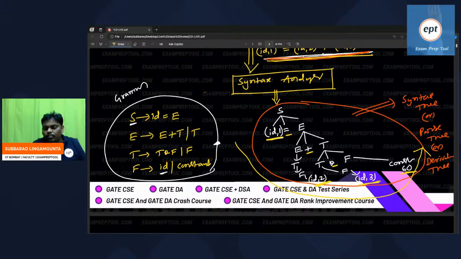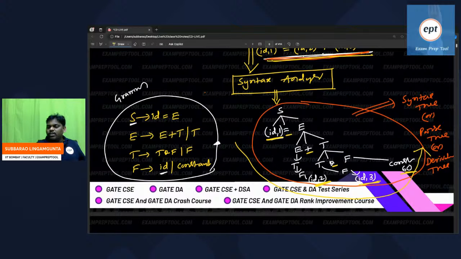Can anyone help me? The syntax analyzer will create a syntax tree, okay, but to create the syntax tree, what is needed? I want an answer from you. I am very happy that the syntax analyzer will create a syntax tree, but what is needed for that?